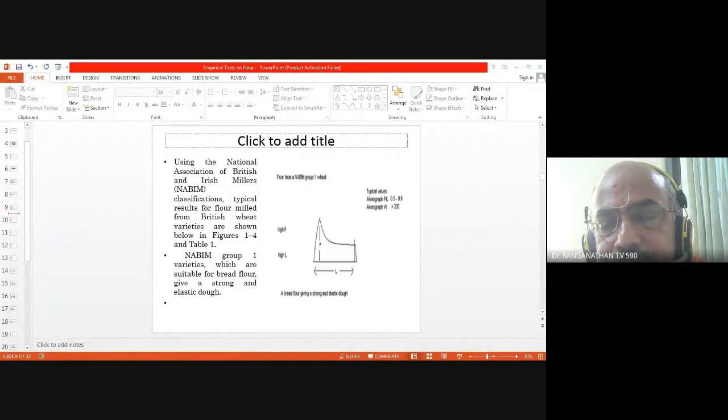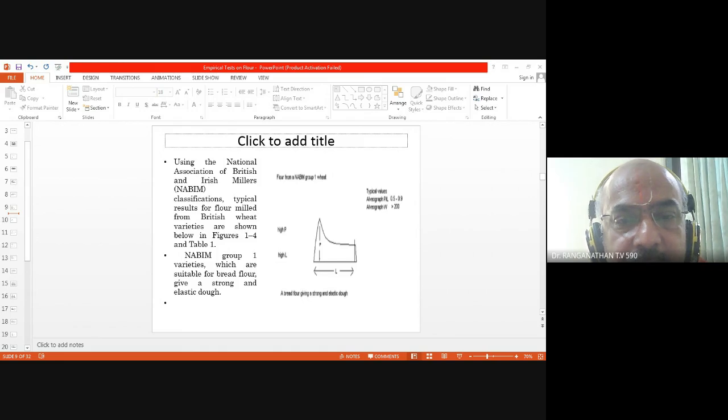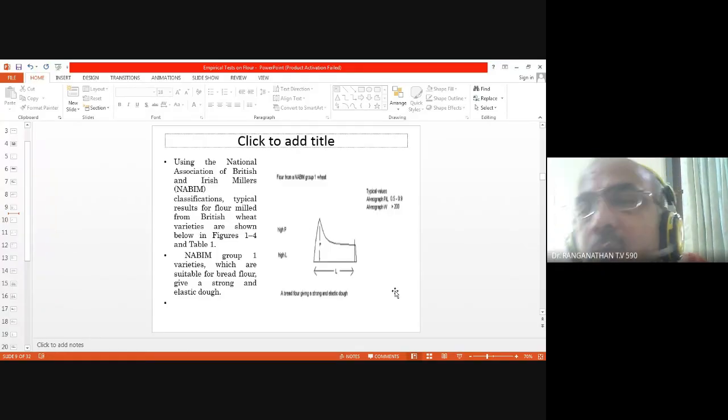The dough, when P by L is close to 1, means that P equals L. Am I right? Yes, sir. So what it means is the dough can withstand a maximum pressure for almost the same period of time. So this is normally used for bread purposes. So the alveograph reading is greater than 200.